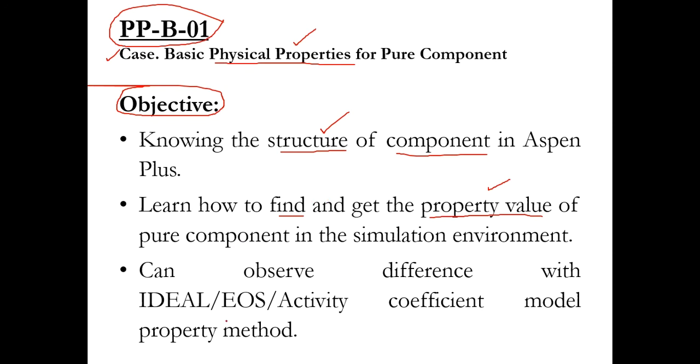Can observe difference with ideal, equation of state, EOS, activity coefficient model, property method. So basically what we will do, firstly we will know the structure of the component which we are going to select. Then we will determine its various properties which are present in the library of Aspen, and then we will do one case study, and we will observe difference between these three models: ideal, equation of state, and activity coefficient. We have already discussed these three in our thermodynamic property package selection lecture as well.